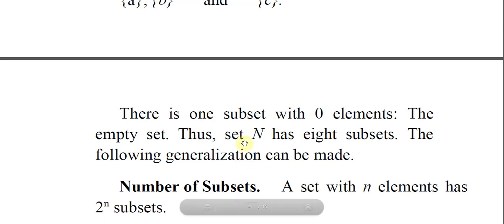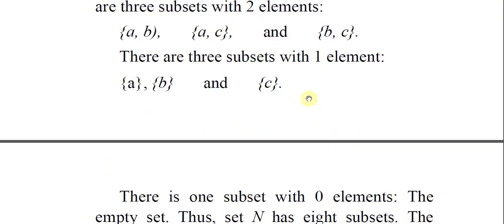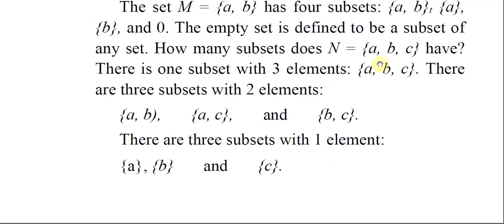So, the number of subsets: a set with n elements has 2 to the power of n subsets. And we can prove it for n equals 3. If it is 3, it will be 2 to the power of 3. It is 8. And we got these 8 subsets here.